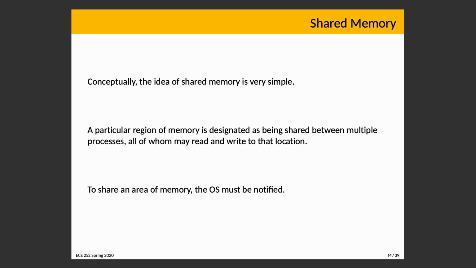On to shared memory. Now, shared memory is the last kind of interprocess communication that we want to talk about. The pipe is nice and all, but it's not super practical. Again, it requires a parent-child relationship, and it's not that different from working with the file system, but shared memory is quite good at certain things.